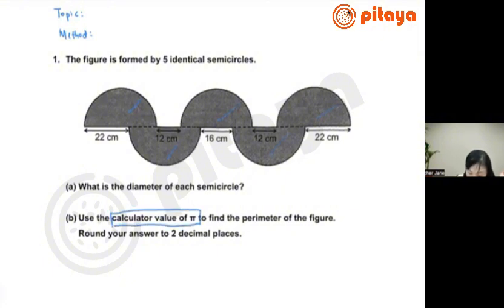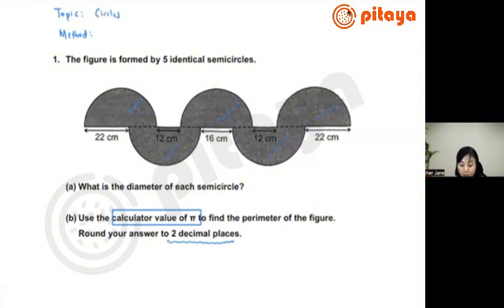This one is very important. Please highlight that. And then also don't forget, you need to round up your answer to 2 decimal places. Okay? All right, let's analyze this question. The first thing that you need to do is to ask yourself, what topic is this? So obviously, this is circles, correct?